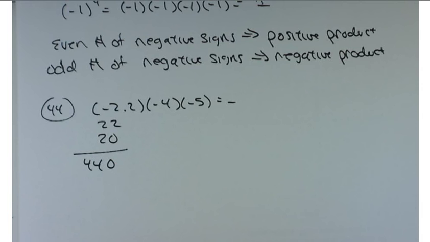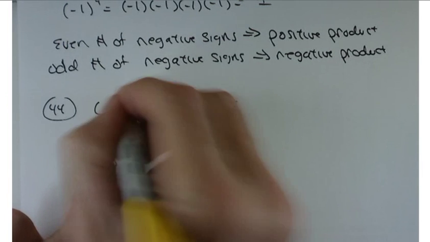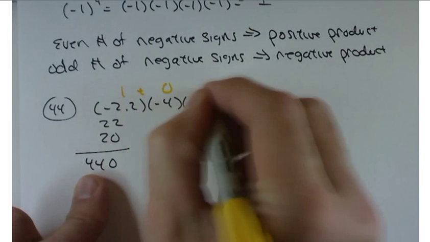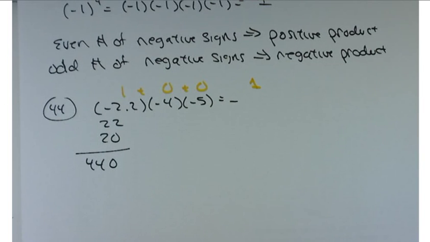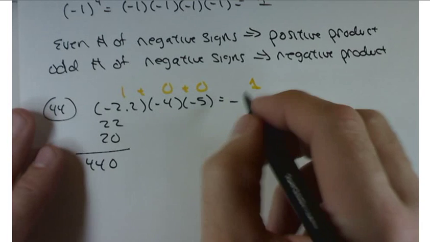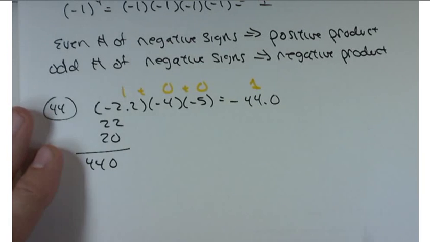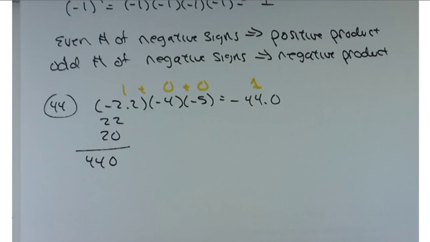But let's keep track of our decimals, right? There's 1 decimal here, plus 0 here, plus 0 here. There should be 1 decimal digit in our final answer. 44. Good, 44. You could write 44.0. I'm not going to complain about that. You don't need to write the 0.0 in this case, but it doesn't hurt.